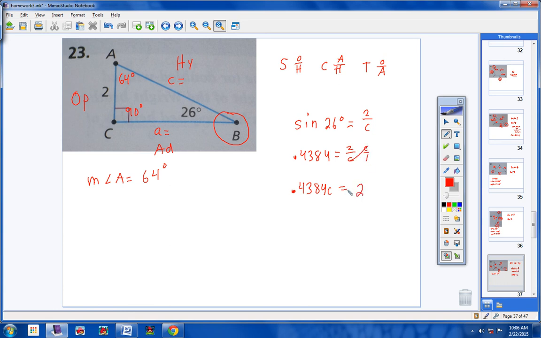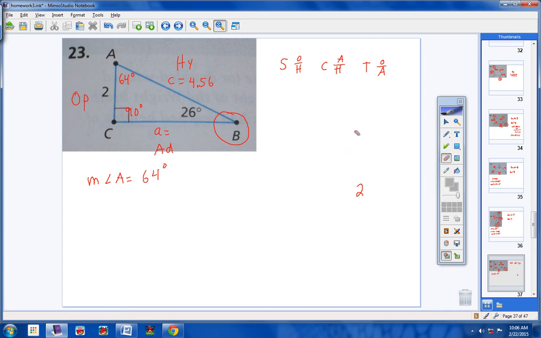Now, in order to solve for C, divide both sides by 0.4384. And if you do that correctly, you're going to get 4.5623. So 4.56. Alright? So C is 4.56. Now, to find the third side, A, you are more than welcome to use Pythagorean's theorem.